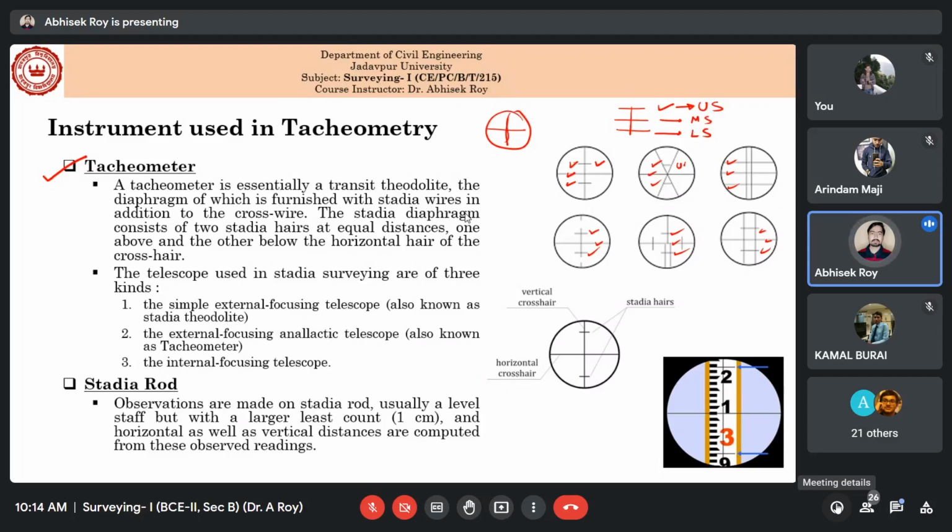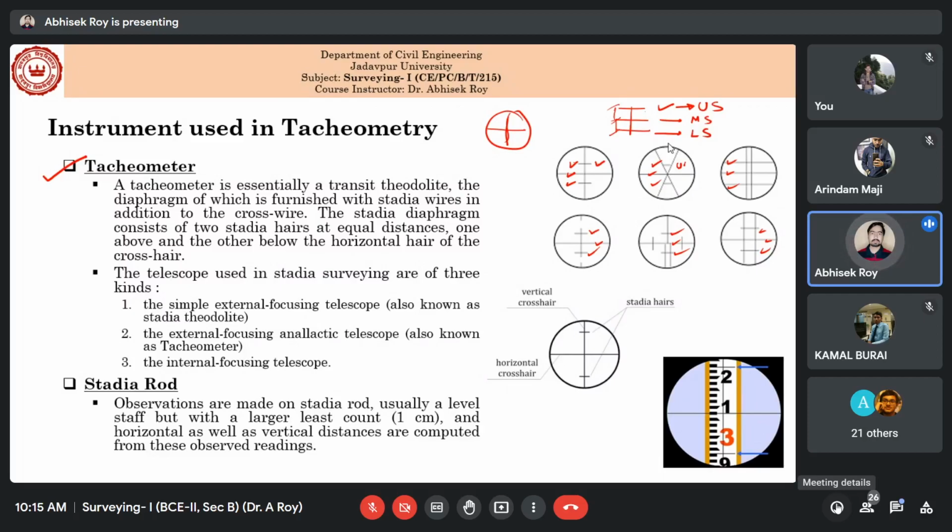So the tachymeter is basically nothing else, it is your transit theodolite which is equipped with this sort of special stadia arrangement where you are having this sort of crosshair. You can see the upper stadia and lower stadia both are at an equal distance from the middle stadia. So this sort of arrangement should be there.